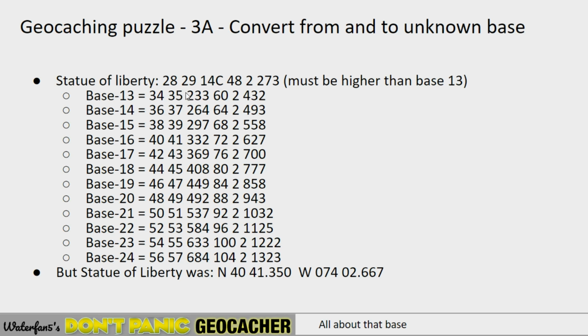So in other words, here we have the numbers that were given. We know it must be higher than base 13 to go with it, right? Because we have the letter C in here. So it's higher than base 13, but no conversion gives us the Statue of Liberty, because the Statue of Liberty was 4041, and we don't have that here. We have one that looks close, but it is not base 16 because it's not the Statue of Liberty, even though it gives us, of course, a perfectly valid number. But if we're looking for something in the 74 range, this is not correct.